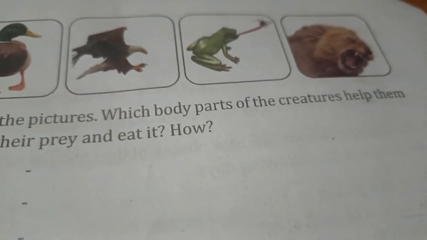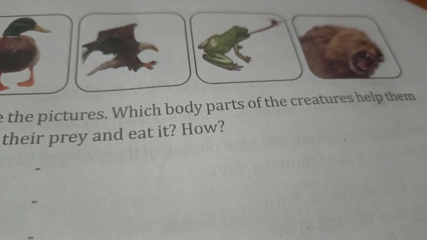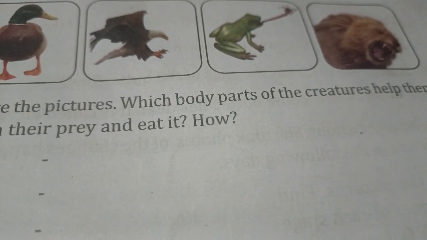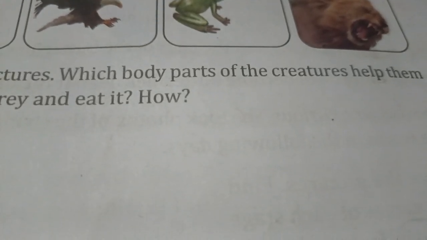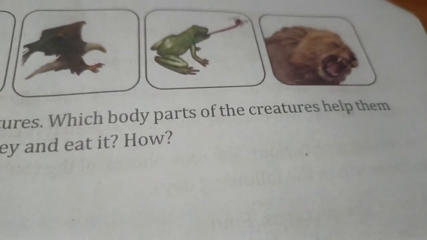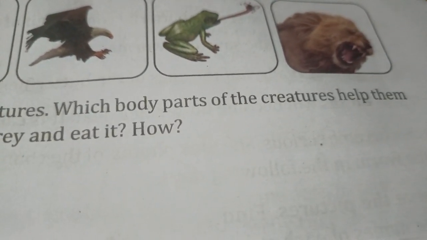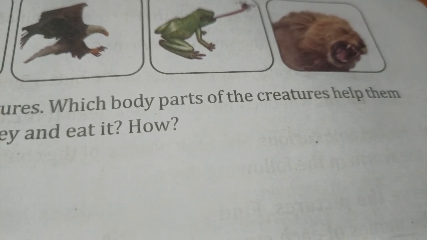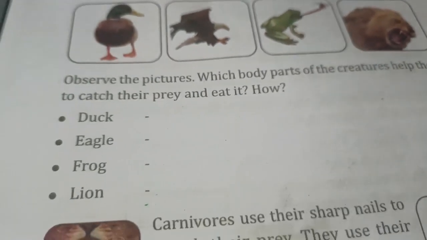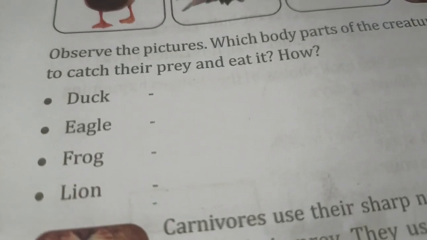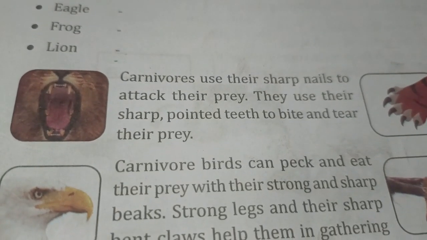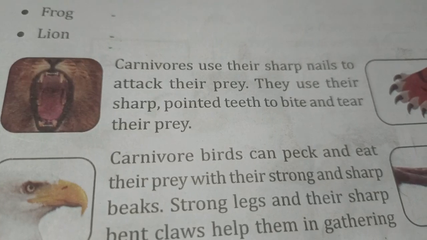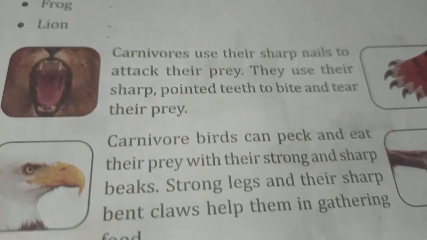And what about frog? Sticky tongue, paddle like legs, slimy body. And what about lion? Lion has a strong, muscular body, ability to run fast, sharp and pointed teeth, sharp and strong nails. You write all these points here. Children, carnivores use their sharp nails to attack their prey. They use their sharp pointed teeth to bite and tear their prey.